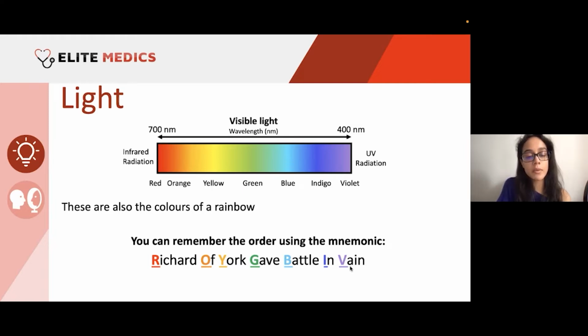This is always the order of colour that visible light presents, and you wouldn't have, say, red next to green, for example. Okay, it always goes in the order of red, orange, yellow, green, blue, and indigo and violet.